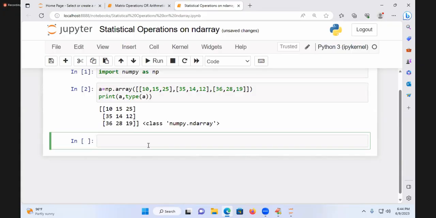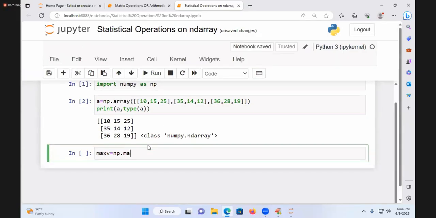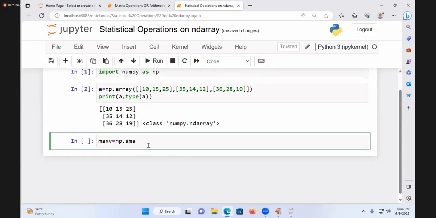Anyhow, let us come to that. max_value is equal to np.max of A. Max means array max of what I am passing? A. max_v is equal to np.max of A. It will give you what element? The highest element. By looking at that, you can understand, students, what it will give you.